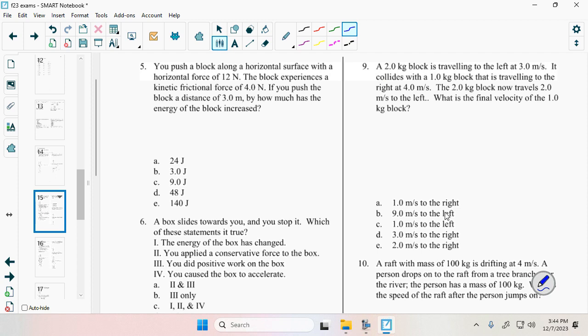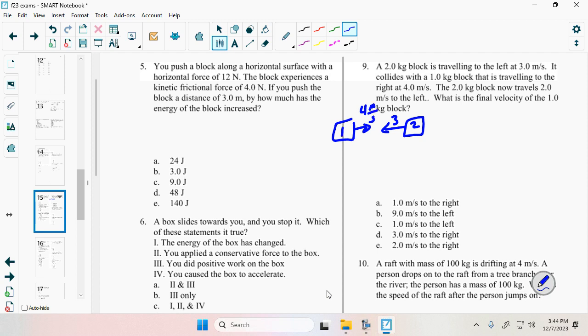There is one like number 9. A lot of people miss number 9, but the key to doing this is to draw the picture yourself. Okay, can we just work it? Yeah, draw the picture. So I have a 2 kilogram block that's traveling to the left at 3 meters per second, and it collides with a 1 kilogram block that's traveling to the right at 4 meters per second.